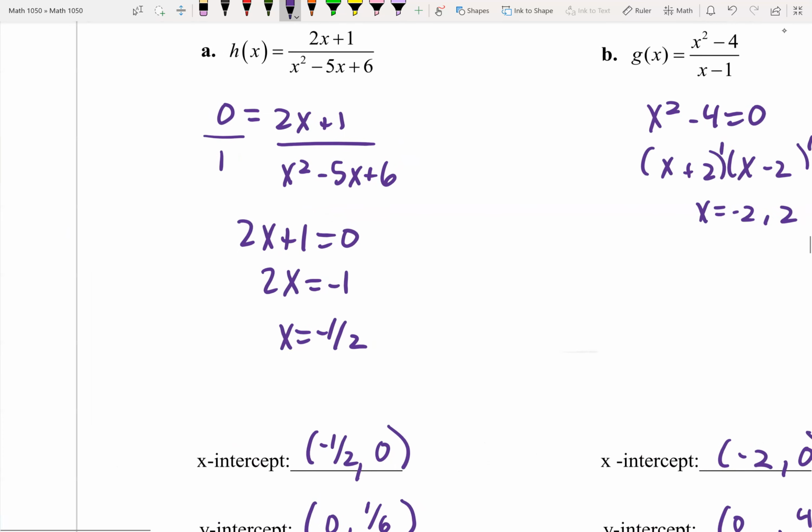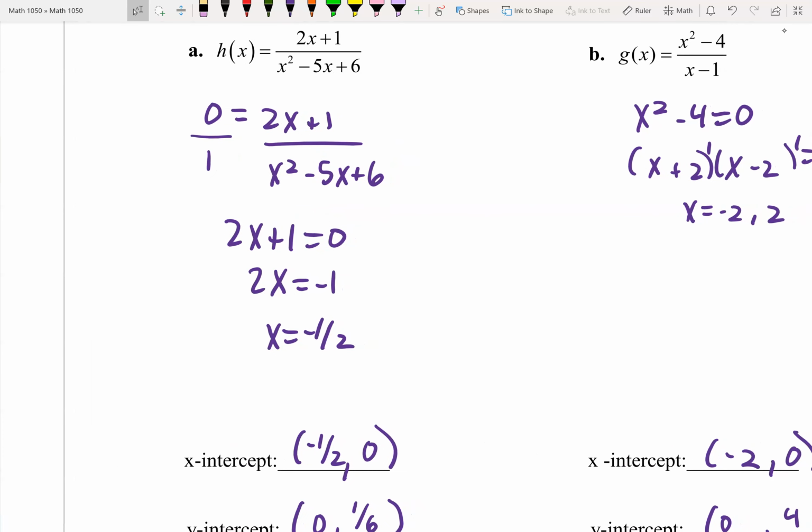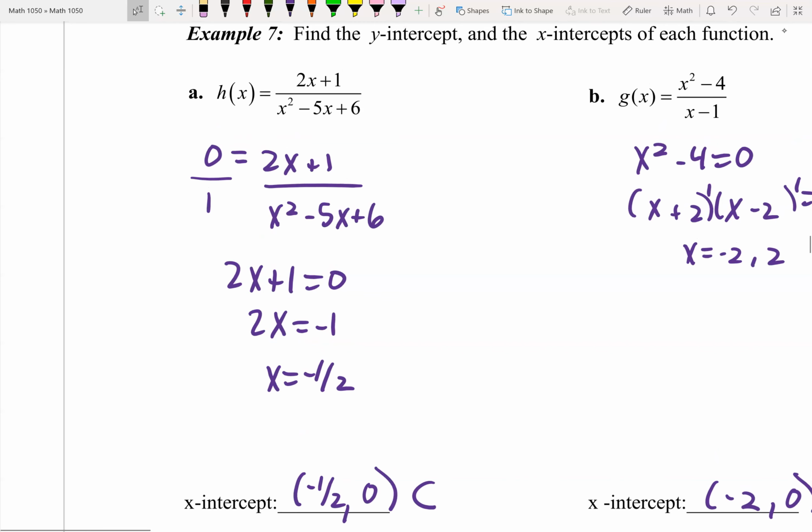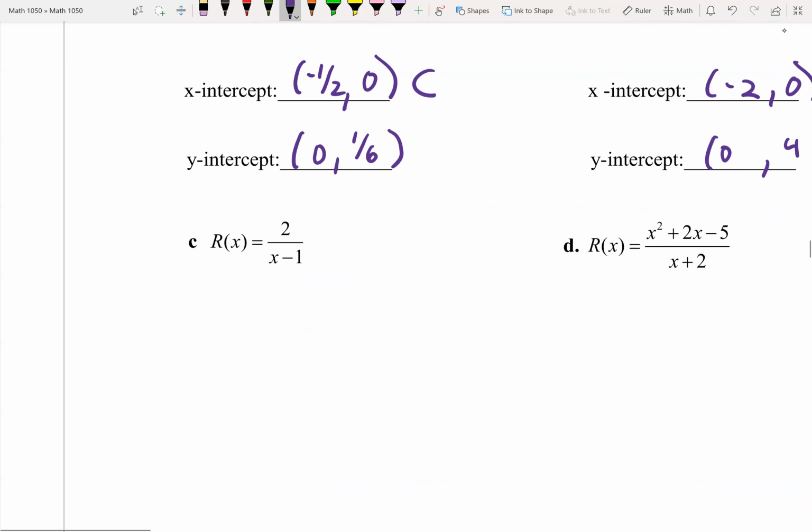Let's go back to this guy. Does that negative 1/2 bounce or does it cross? It crosses because the exponent is 1. Odd means cross. Okay, now we're pulling everything together.